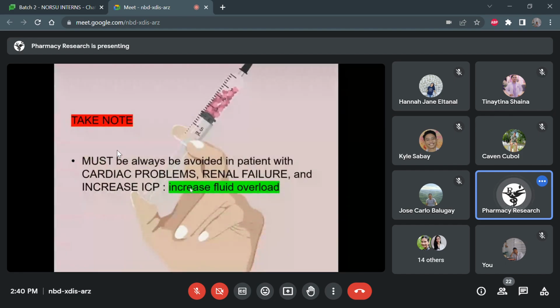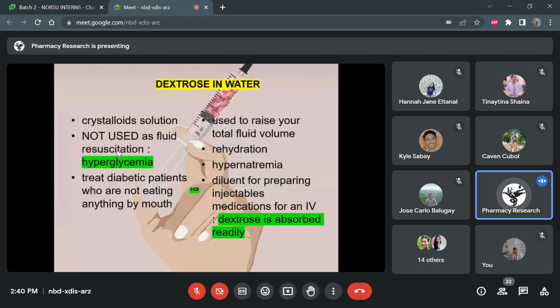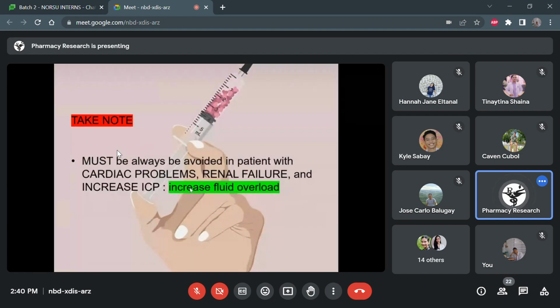Next, take note about dextrose in water. It is best avoided in patients with cardiac problems, renal failure, and increased ICP, because it can increase fluid overload. So, for those with edema, it is contraindicated.